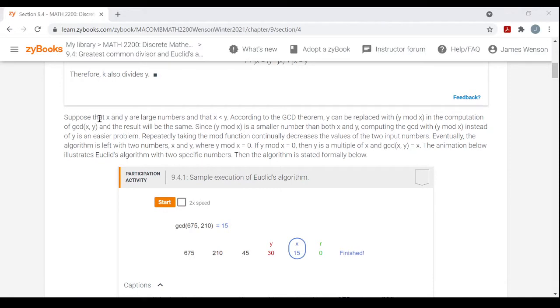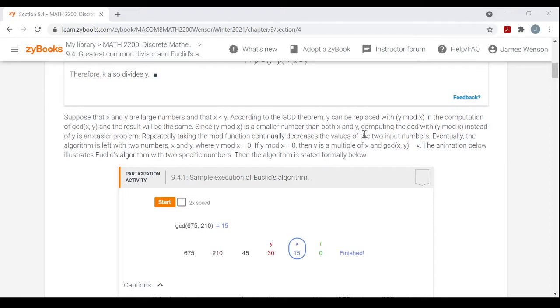Alright. So suppose that x and y are large numbers and that x is less than y. According to the greatest common divisor theorem that you just saw, y can be replaced with y mod x in the computation of the greatest common divisor of x and y. And the result will be the same. And since y mod x is a smaller number than both x and y, computing the GCD with y mod x instead of y is an easier problem. And then you can repeat this process.